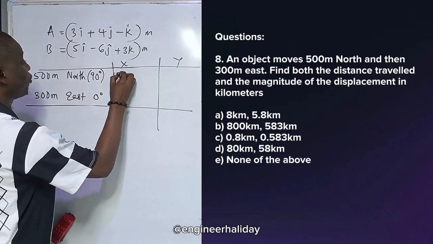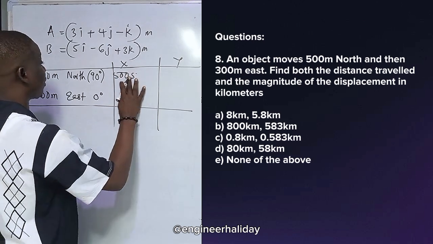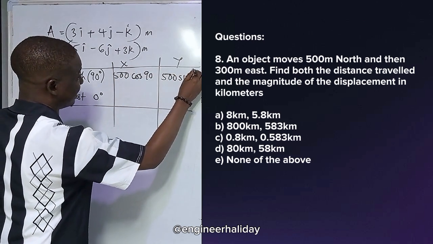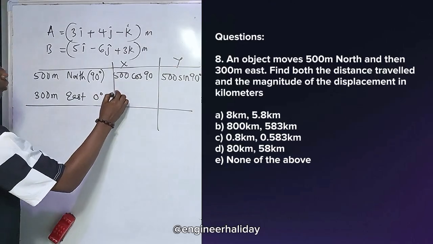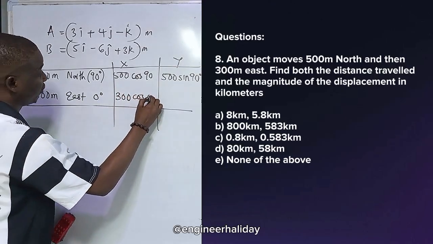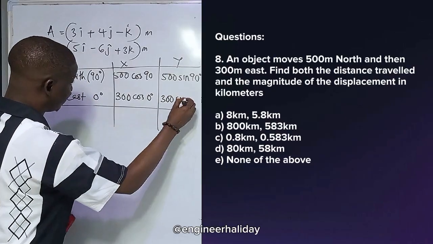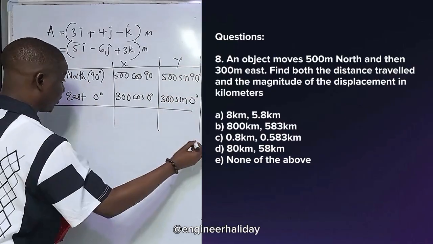So this one, 500 cos 90. Then 500 sine 90 degree. Then this one, 300 cos 0 degree. Then 300 sine 0 degree.